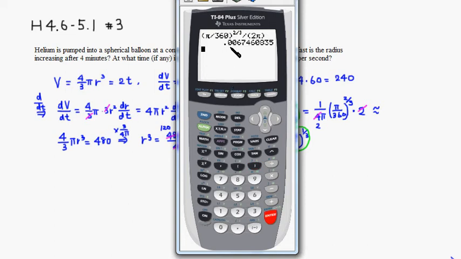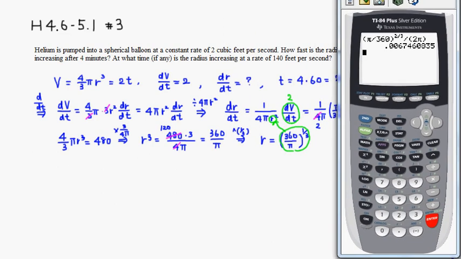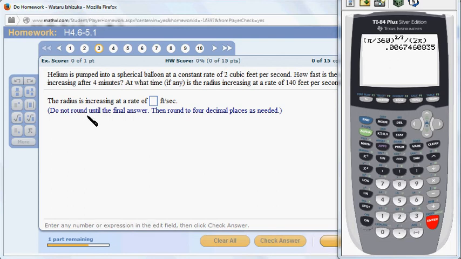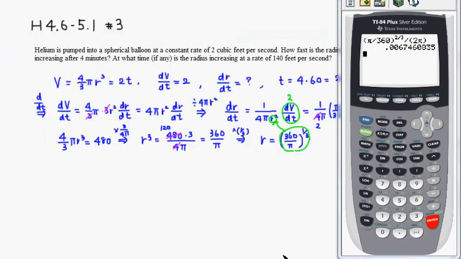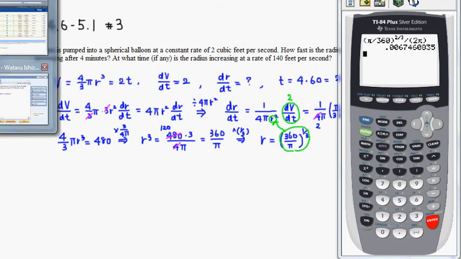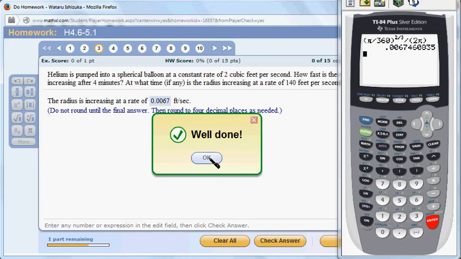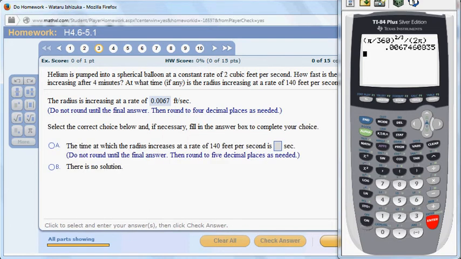So you have 0.0067 and so on, right? Let's type that in. So I'm going to just move it over here, right? Then let's type that in. All right, so no, run on to final answer, round to 4 decimal places. So this is going to be 0.0067. All right, so let's check the answer. All right, so we got that.